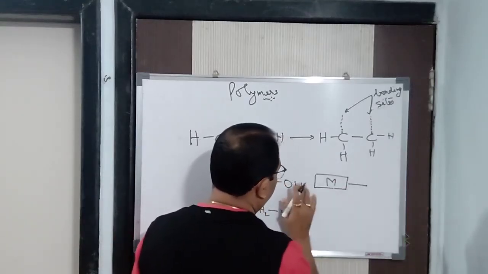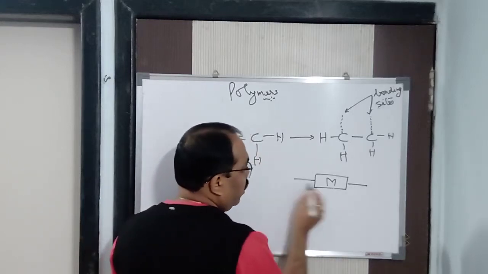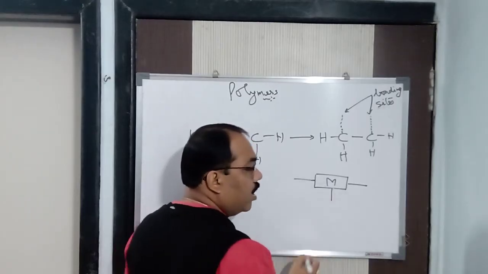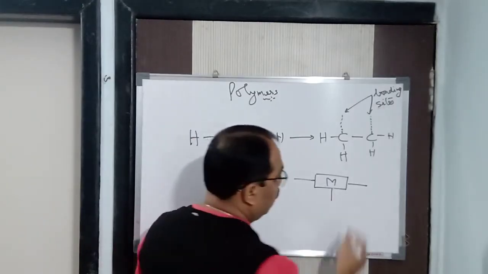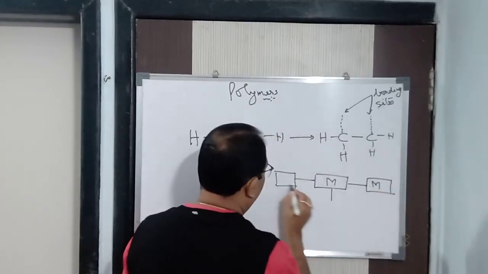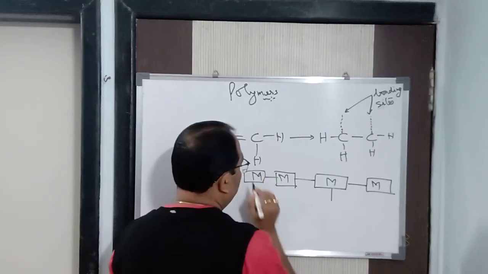This is a monomer, it has 3 bonding sites. Let me rub this one, that will be easy for you to understand. So it will grow in this way, in this way, as well as in this way. So it will give rise to what? A 3-dimensional structure, because here one monomer can be added, here another monomer can be added, here another monomer can be added, got it?